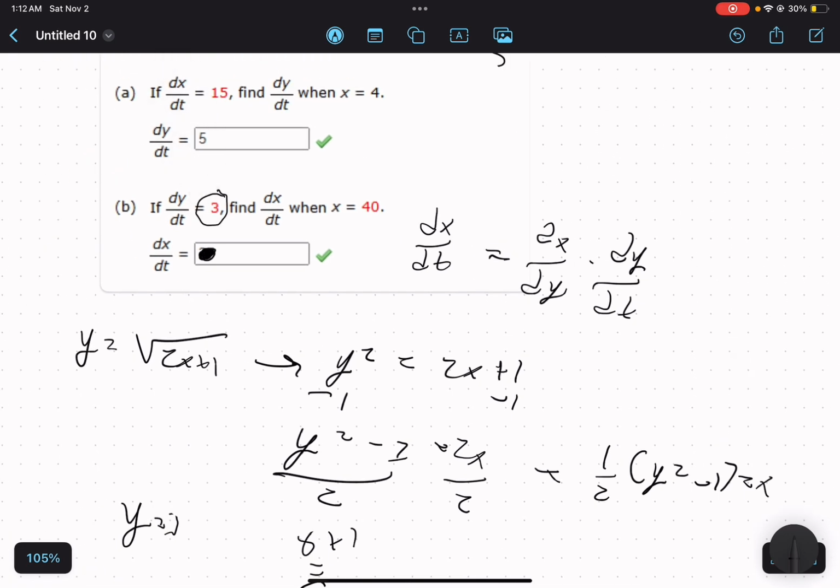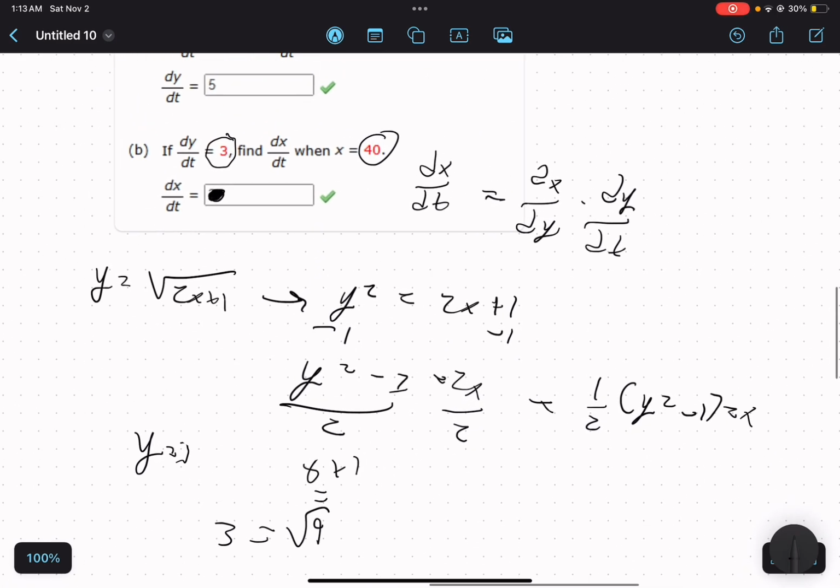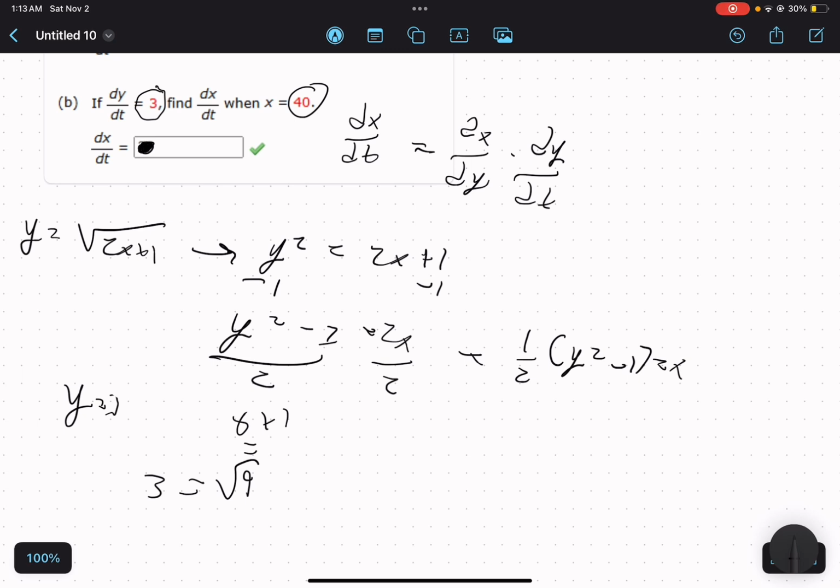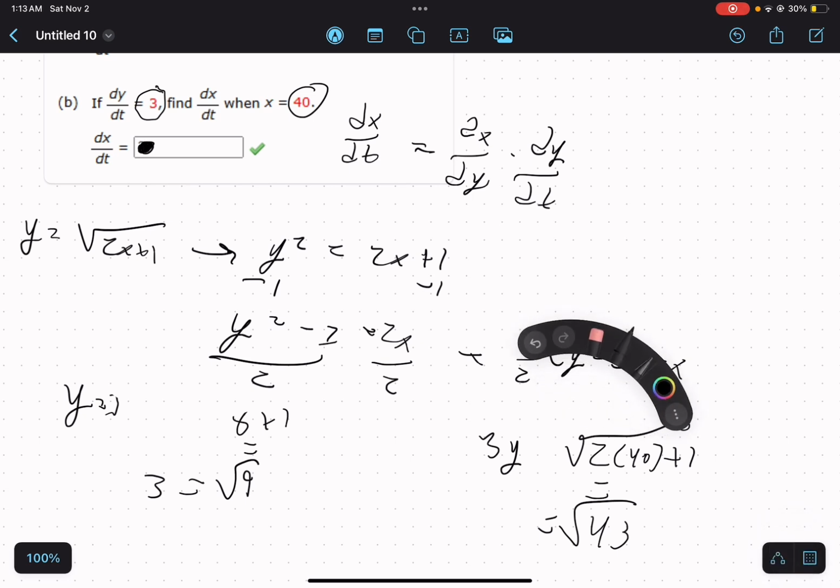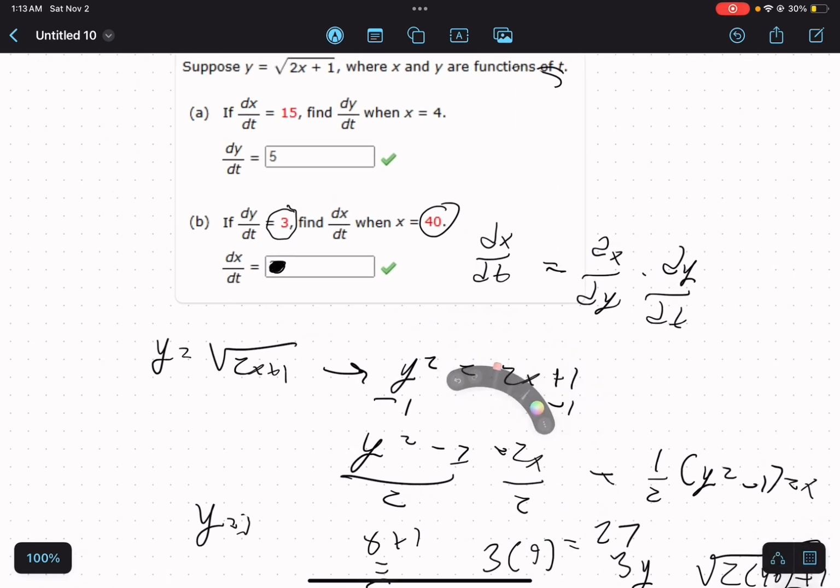And then I'm going to find the values here. We have 3, we have 40. Because we have 3 and 40, I'm going to plug 3 into the y, so it's 3y, and then I'm going to solve for when x equals 40 in the equation here. And this equals 43, which, the square root of 43, or this does not equal 43, what am I doing? This equals 81, which equals 9. Plug 9 into y, and you should get 27. That's right.